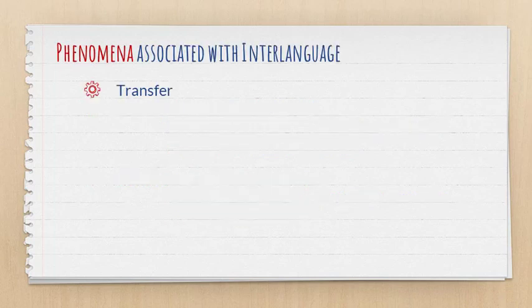So let's talk about the phenomena associated with interlanguage. Transfer is one of them, and that would be the influence of another linguistic system, usually the native language. Then we have overgeneralization, and that would be, for example, the regularization of irregular forms. Now, overgeneralization is something that we also see in monolingual native speakers, so it is not exclusive to interlanguage.